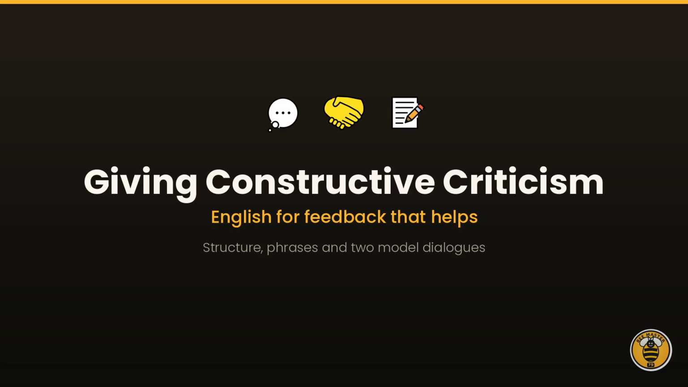Welcome to Master 79. In this lesson you will learn how to give constructive criticism in English. We will look at a simple 4-step structure, the phrases native speakers actually use, and how to soften a difficult message without hiding it. Then we will listen to 2 model dialogues and finish with a short quiz.